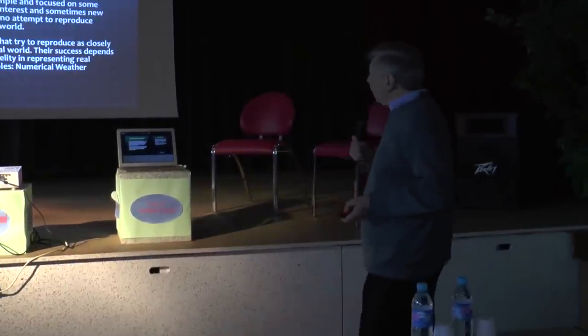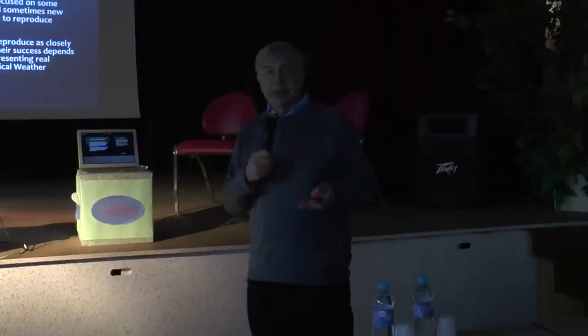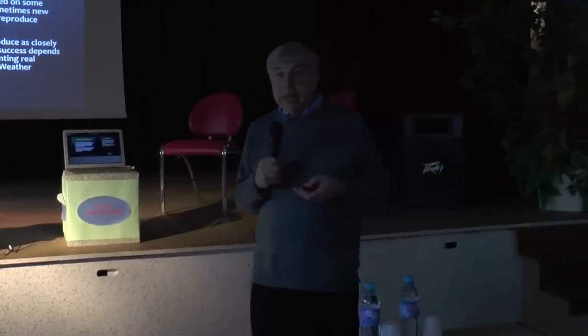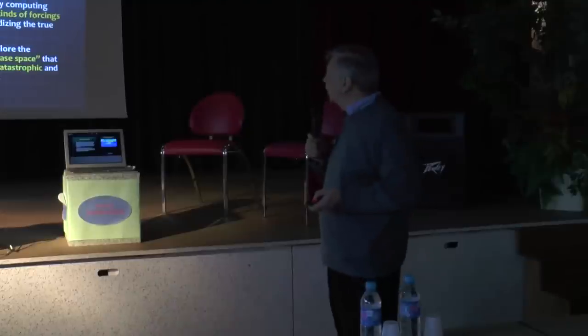So there are, of course, different types of models. You will see the physicists, for example, they like to develop conceptual models that really are there to test ideas. And then you have detailed models like the weather prediction model or the chemical model that we like to do, where we try to be as close as possible to reality.